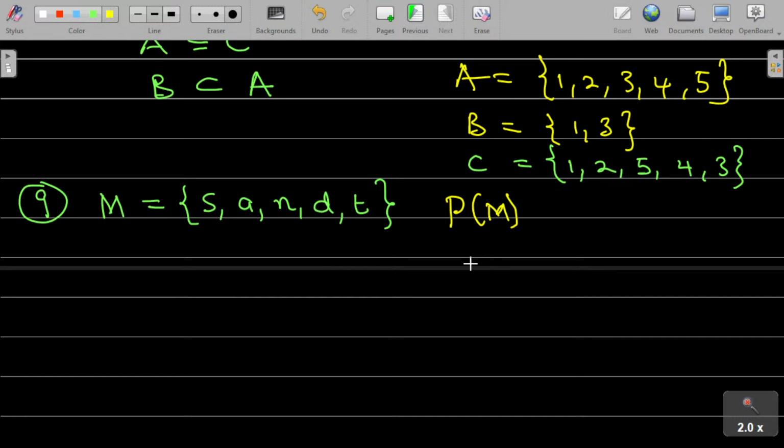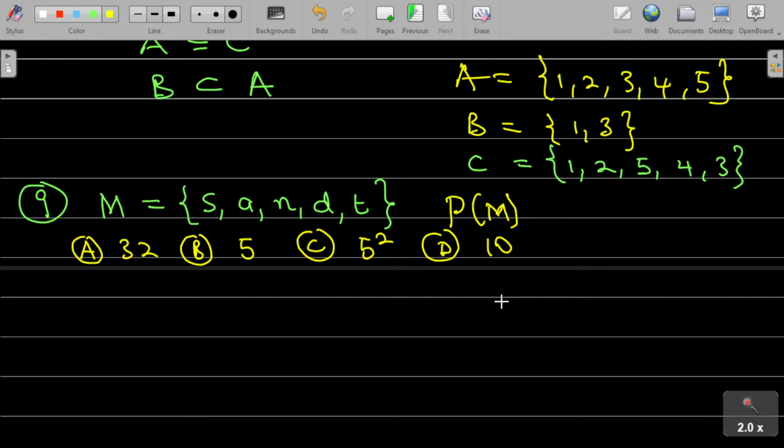How do you get the cardinality of a power set? What's the answer for number 9? Let me see your thoughts. The options are A, 32, B, 5, C, 5 raised to power 2, and D, 10. What's the answer for this?